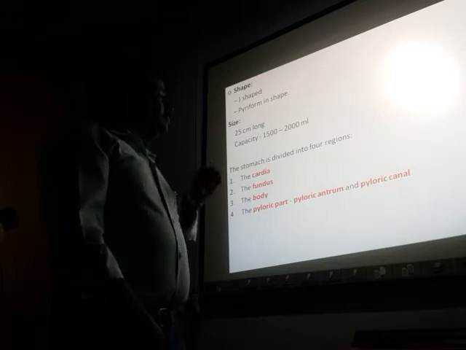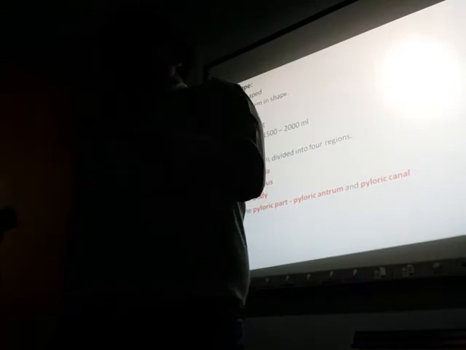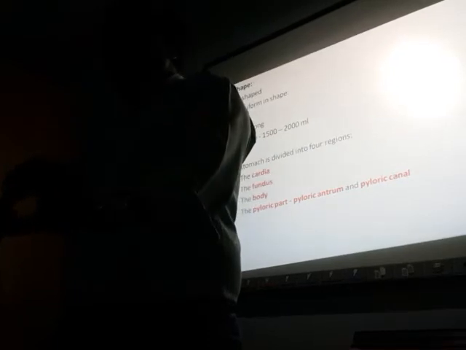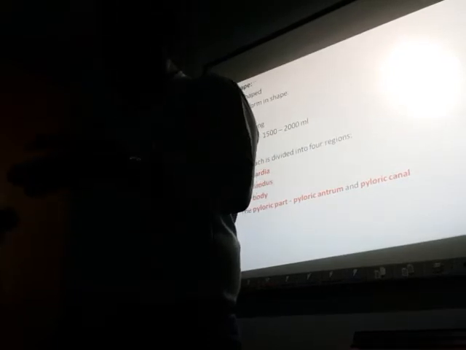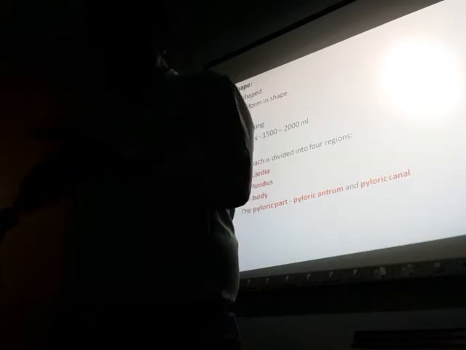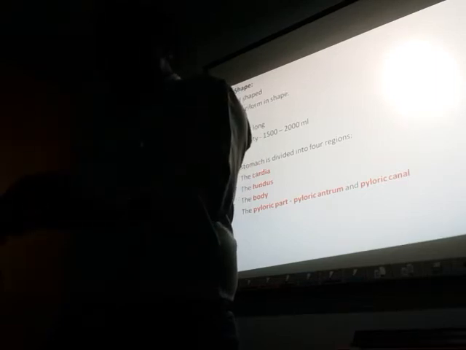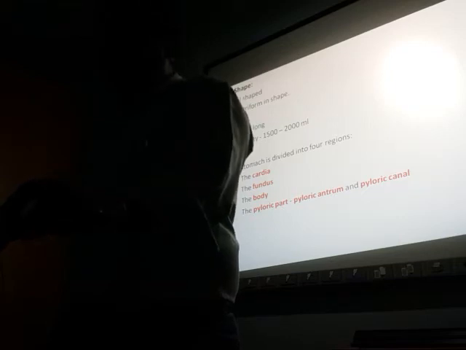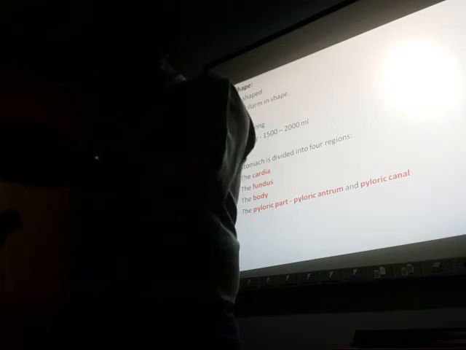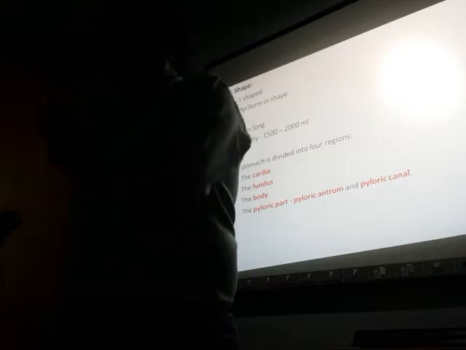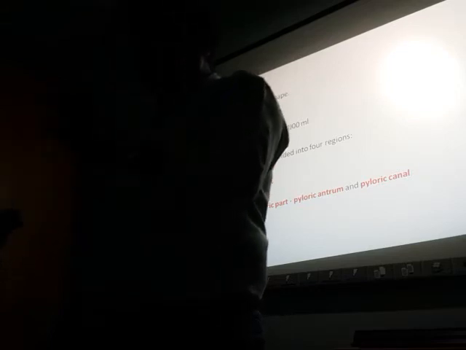Now coming to the stomach proper, it has different features. It has 2 openings or 2 ends. One opening is where the esophagus enters the stomach, and the other is where the stomach opens into the duodenum. The esophageal end of the stomach we call the cardiac end, and the end which opens into the duodenum we call the pyloric end. So the 2 ends are the 2 openings.